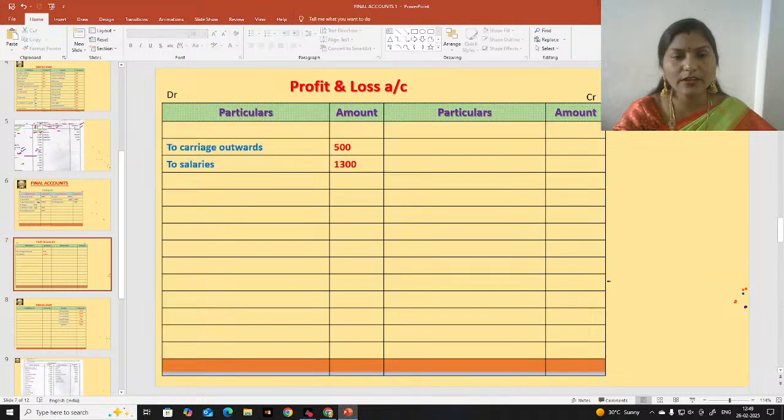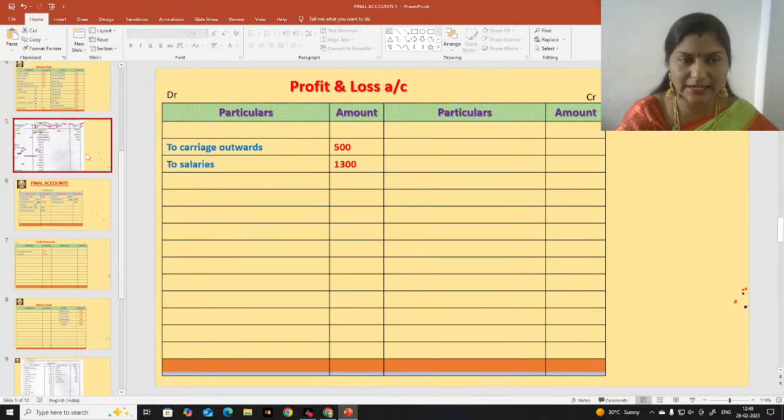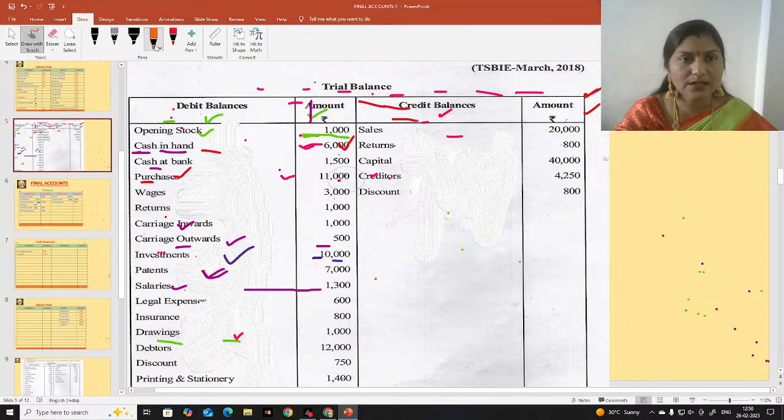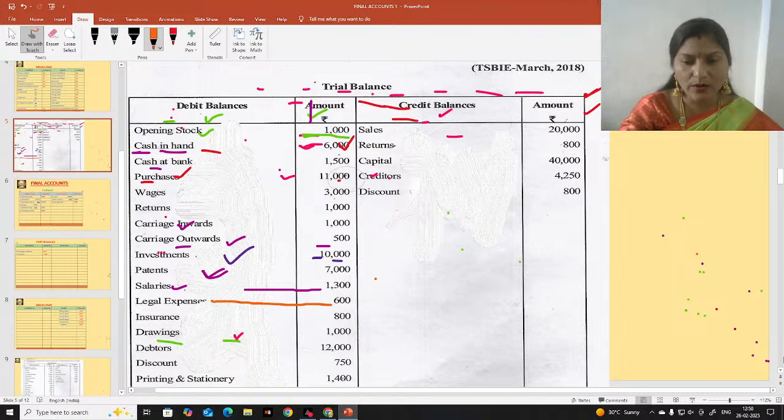Next, we are going to record the next item. What is the next item in our question? The next item is legal expenses. You can see it here. Legal expenses are 600 rupees.